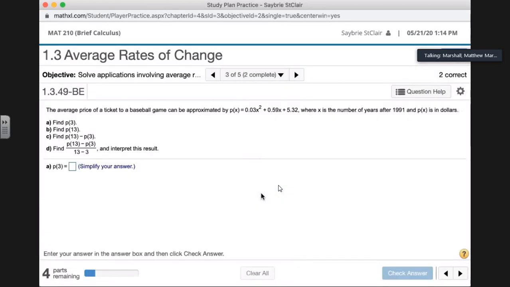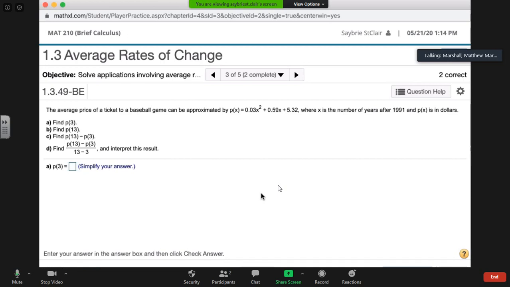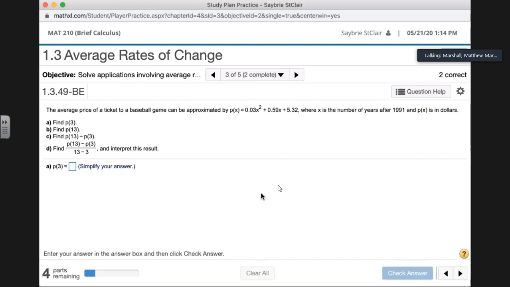This one's different. So P of 3, P of 13, subtract the two values. So these are just plugging in numbers. Plugging in 3 into that equation, plugging in 13 in for x, seeing what you get, subtracting those two values, and then dividing. So let's see, 0.0.